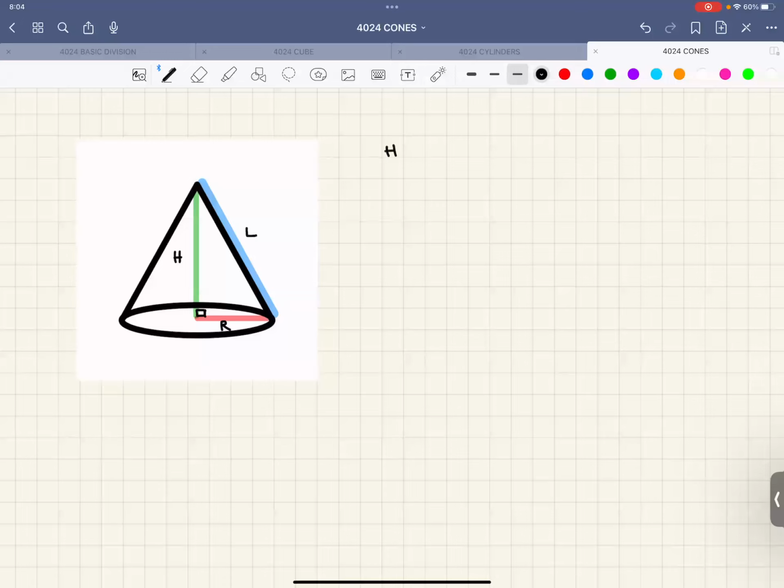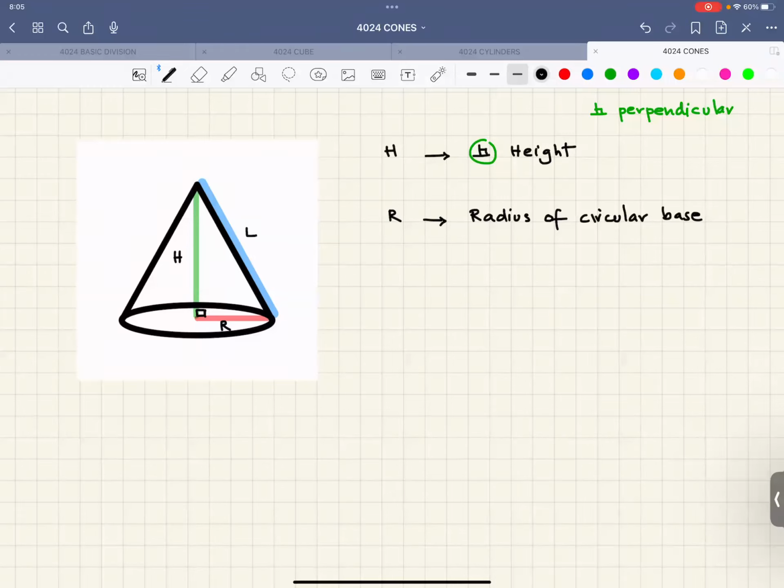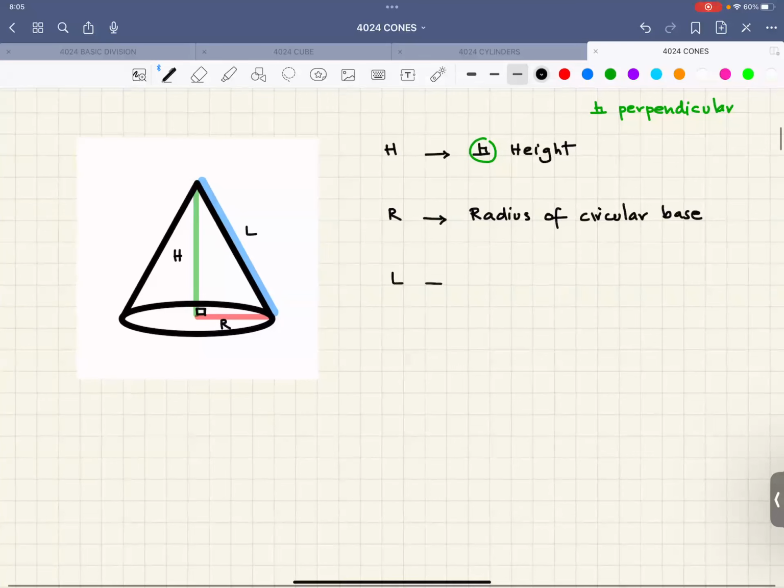So H represents the vertical or the perpendicular height. This is the symbol that I use for perpendicular. So this is perpendicular. And then we have R. So R is the symbol that we use for the radius of the circular base. It's a circle. It has a circular base. That is R, the radius. And then we have L. L is known as the slant height.